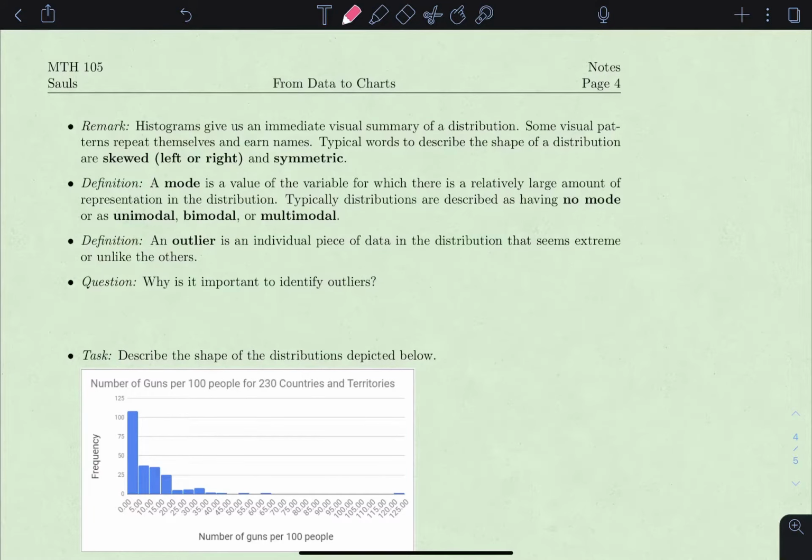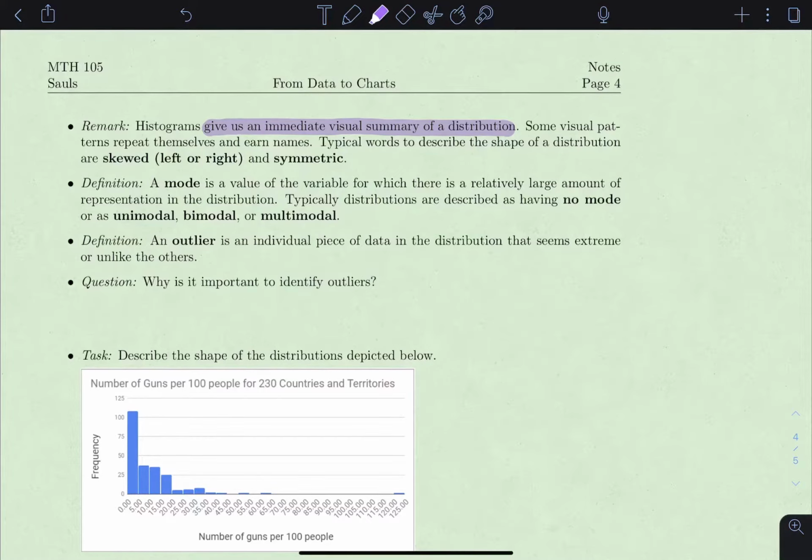So the first remark here is just about what histograms are even for. It's giving us an immediate visual summary of the distribution. So you get a good picture in your mind visually of how the individuals in your sample or population are spread out among the different values of the numerical variable.